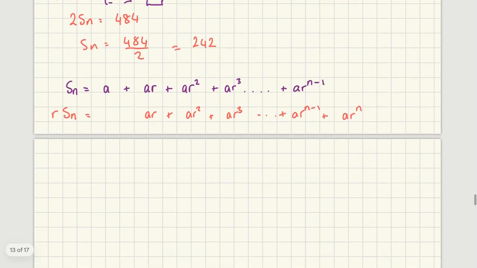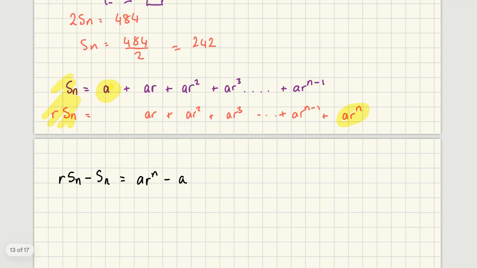Okay. What do we then do? Well, we were subtracting. Oh, that's not what I wanted to do. We were subtracting those, and we were left with this one and this one. So that would give me RSn minus Sn equals AR to the N minus A.